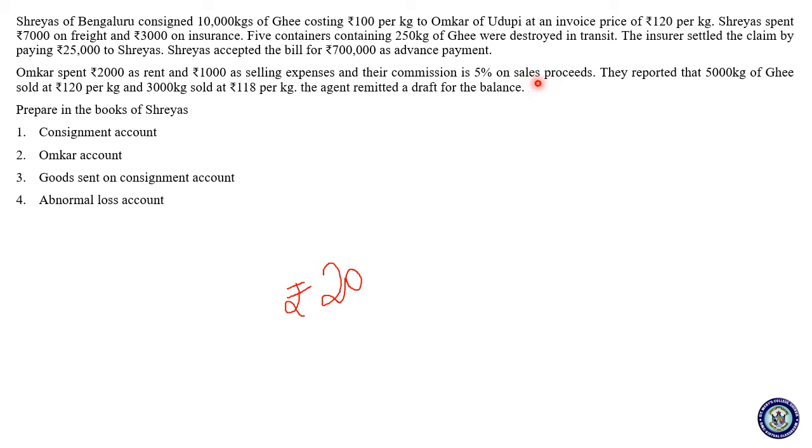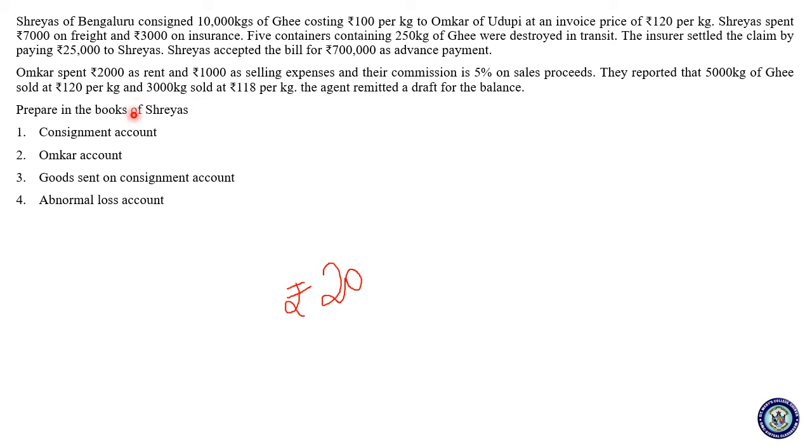So you have to calculate the commission. They reported that 5,000 kg of ghee was sold at 120, and 3,000 at 118. So this is the sale. The agent remitted the draft for the balance. Remitted the draft means the balance payment that he has to make to Shreyas, he remitted. Remitted means given. So you have to prepare in the books of Shreyas.